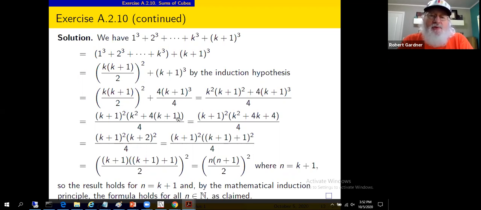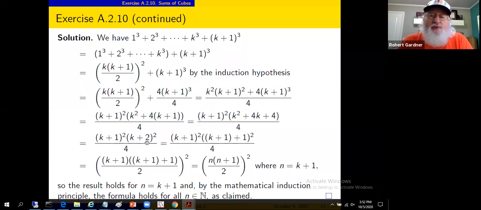Let's distribute the 4, it gives us 4k plus 4. Okay. That's a perfect square. That's (k plus 2) squared. Let's write that as (k plus 2) squared. And well, there you go. That looks pretty good. Everything's squared. And we got a 2 squared in the denominator.